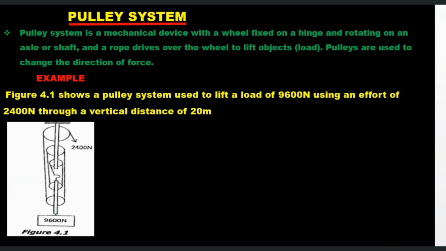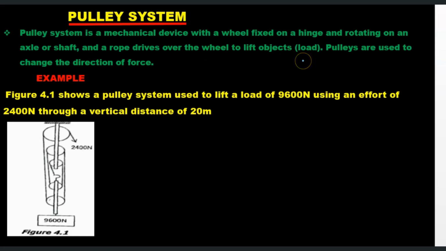So let us look at now the pulley system. What is a pulley system? A pulley system is a mechanical device with a wheel. We have the wheels here fixed on one hinge, rotating on an axle or shaft, and the rope drives over the wheel to lift objects, which is the load.